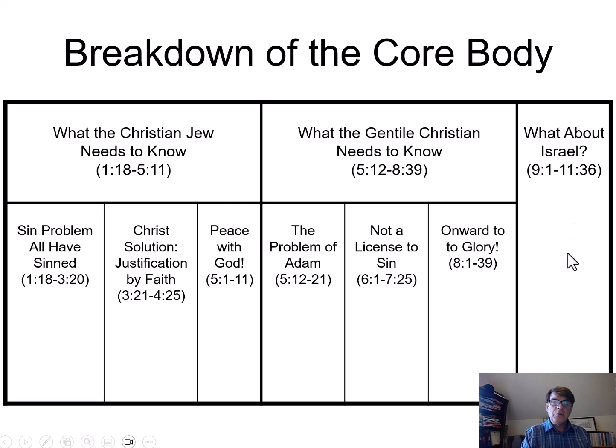Now, the final part. So we've got what the Jewish Christian needs to know, what the Gentile Christian needs to know. Basically, Paul steps back and he says, well, what about Israel? Has God given up on Israel? Why is it that so many Gentiles have believed, but the Jews, God's own people, don't seem to have believed in their own Messiah? What's going on here?